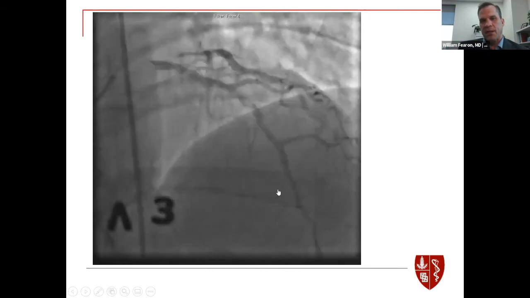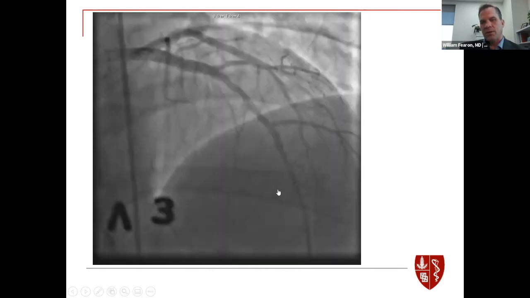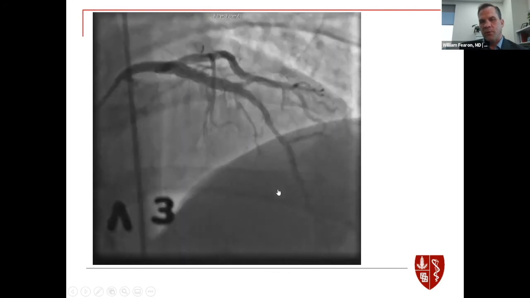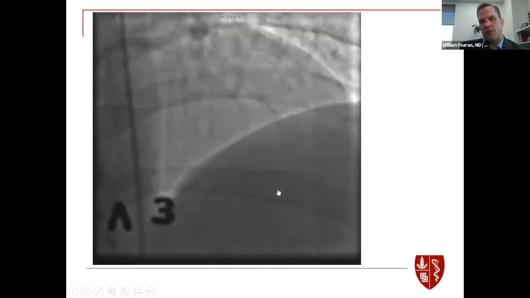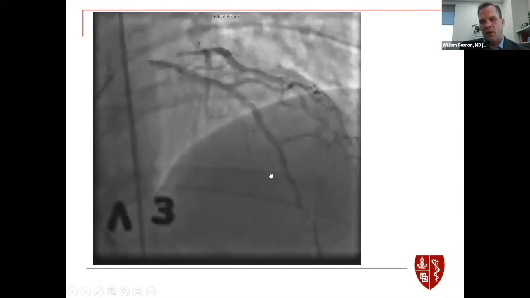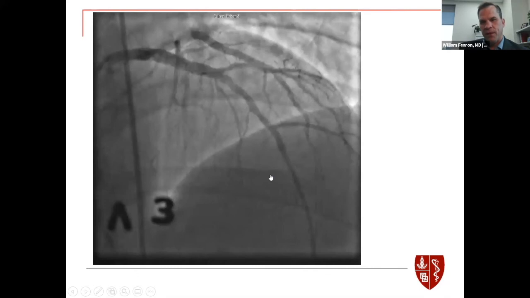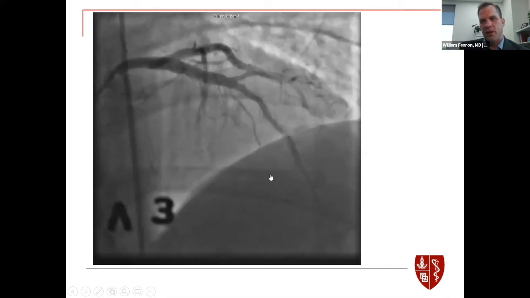And in this case, there's different ways of doing it. We usually give boluses of acetylcholine intracoronary, and we start at a load like 20 mics and then go up to 50 and then 100, and then in some cases even go up to 200.